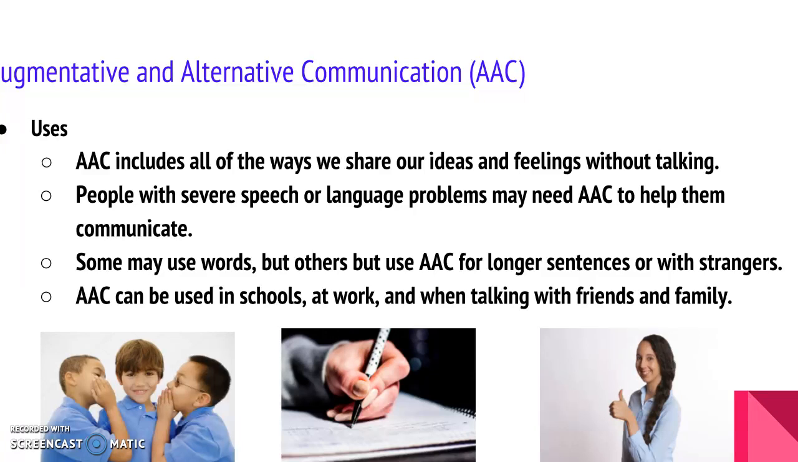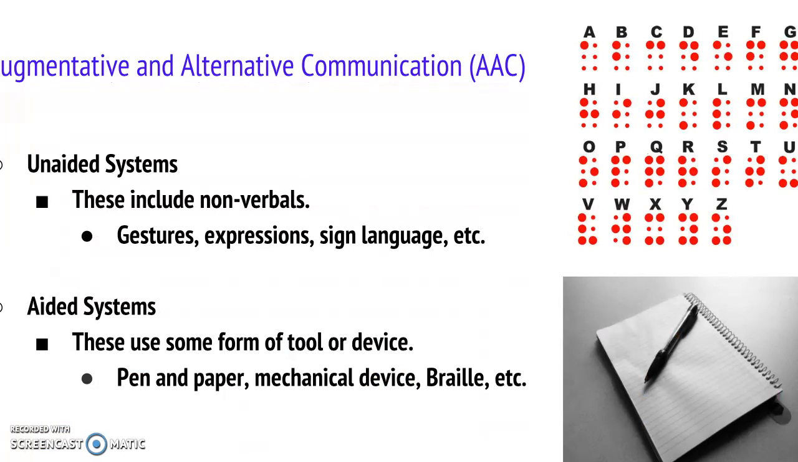Some may use words, but others can use AAC for longer sentences or with strangers. AAC is a great resource in schools, workplaces, and when talking with friends and family in a casual situation. There are two different types of AAC, unaided and aided. An unaided system would use your nonverbals, such as gestures, expressions, and sign language. An aided system would use some form of tool or device to assist, such as a pen and paper, a mechanical device, or even Braille.